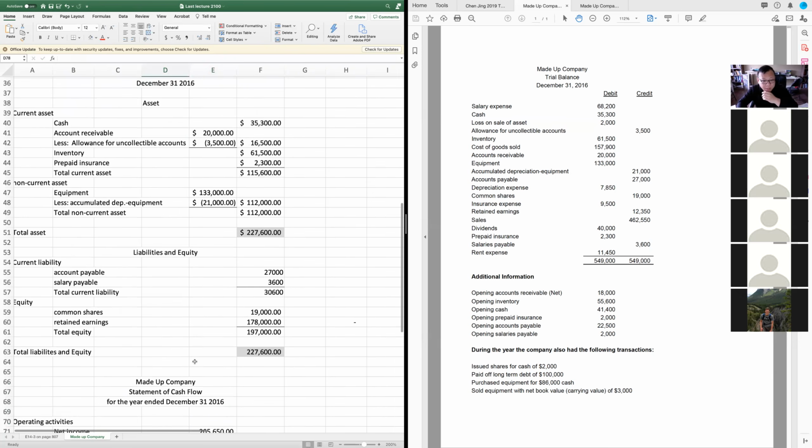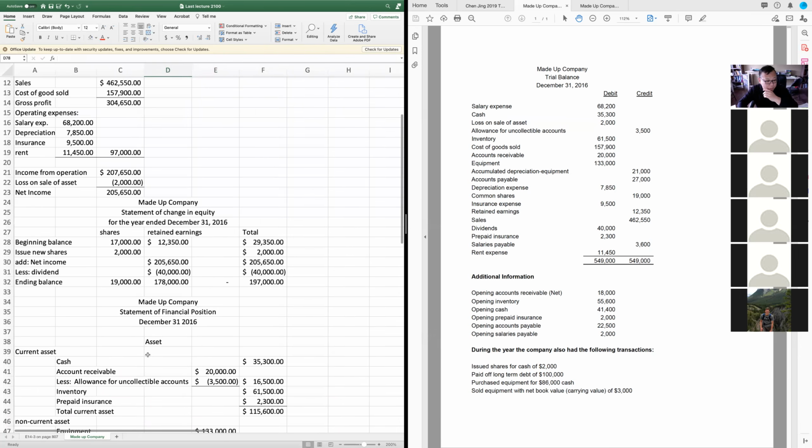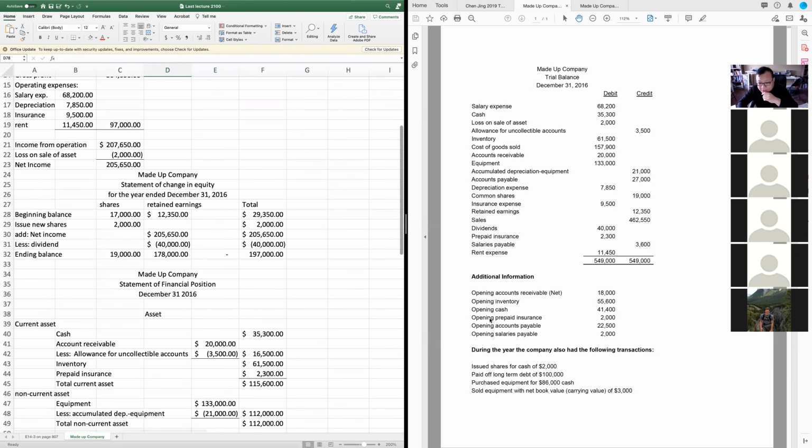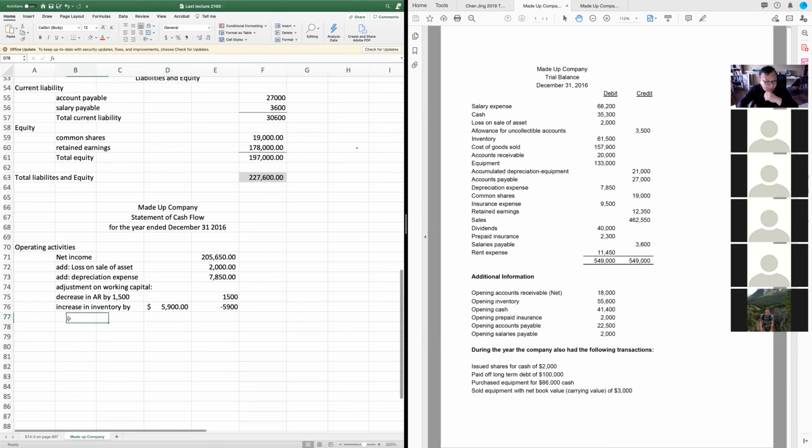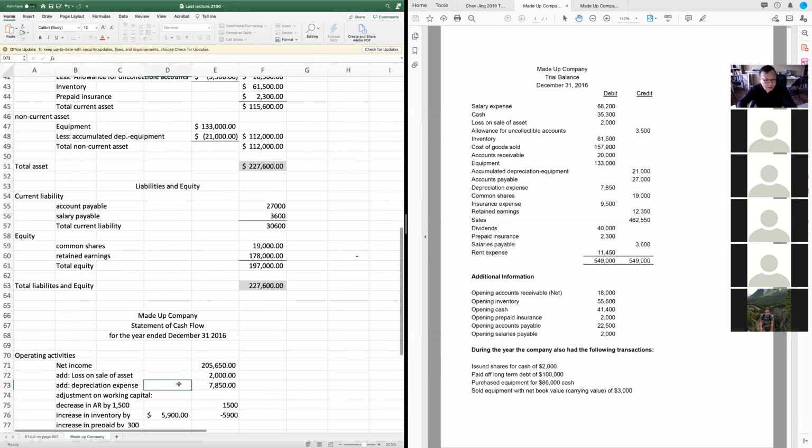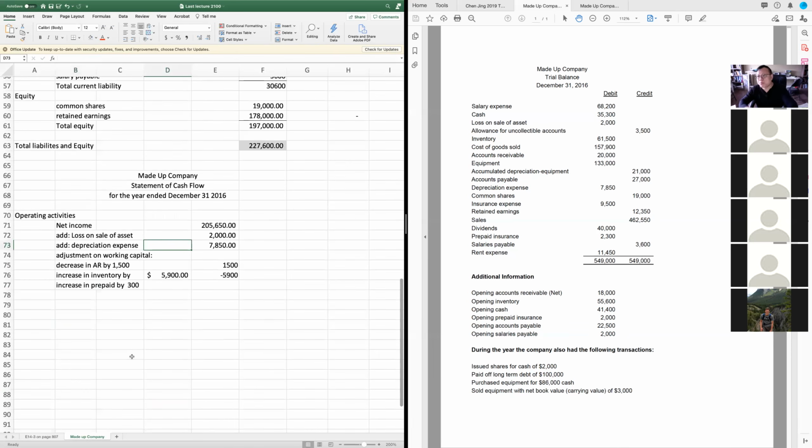So what's the next? Prepaid insurance. Prepaid insurance opening balance is 2,000. Ending balance is 2,300. Okay, so I have an increase in prepaid by 300, right? So when you increase your prepaid, it means you are paying it now, right? Prepaid means you paid now in cash, right? Yeah. So if your prepaid increases by 300, are you collecting cash or are you using cash?